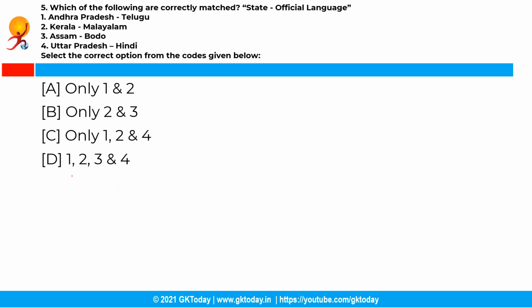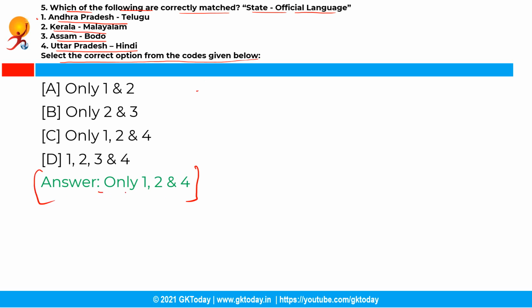Moving ahead with the next question. So, which of the following are correctly matched? So, you have to match the official languages with the respective state. So, Andhra Pradesh, Telugu, Kerala, Malayalam, Assam, Bodo, Uttar Pradesh, Hindi. So, you have to select the correct options from the codes given below. And the correct answer is option C, that is only 1, 2 and 4 are correct.